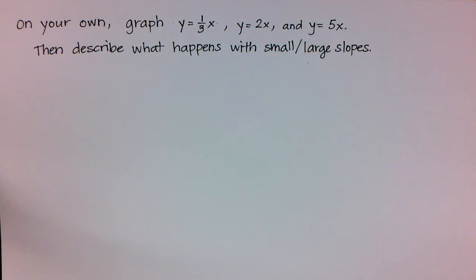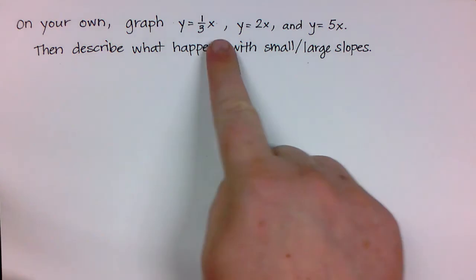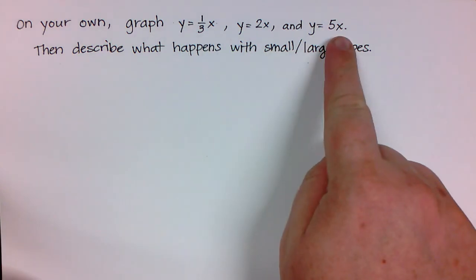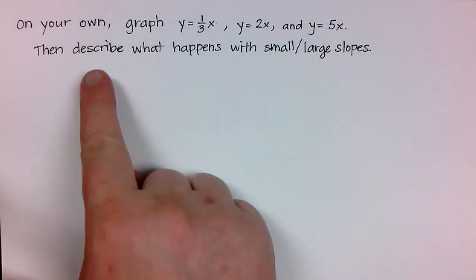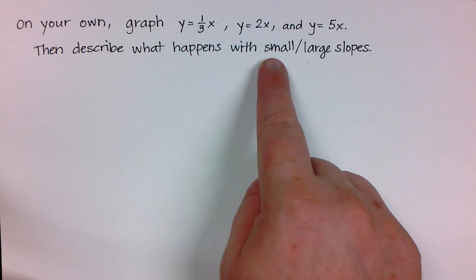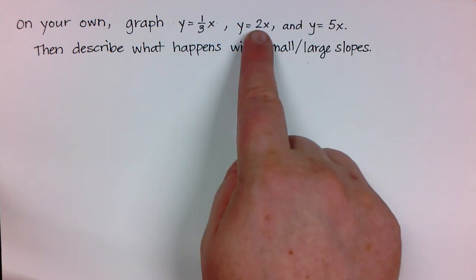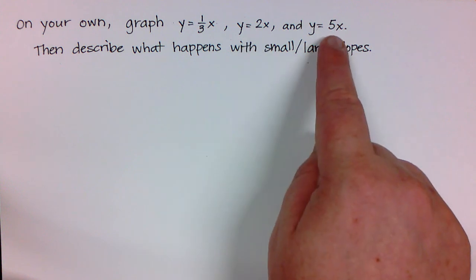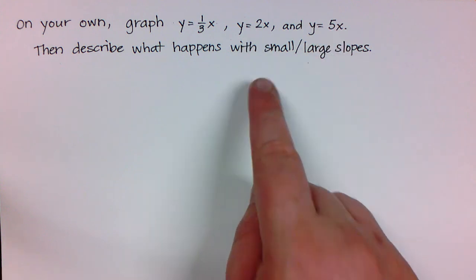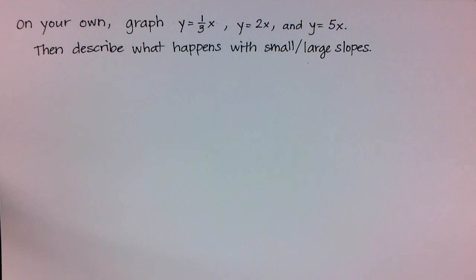So what I want you to do for homework is I want you to actually just do a little bit of analysis yourself. I want you to graph these 3 lines. You can graph them however you want. And as you have them graphed, I want you to describe what happens with small slopes, like 1/3, and then as they get larger to 2 or to 5, what happens? What can you say as you compare those slopes? And come with any questions you might have to class tomorrow.